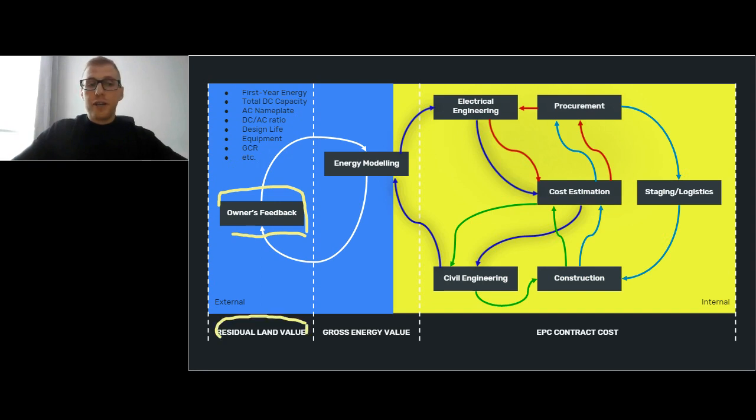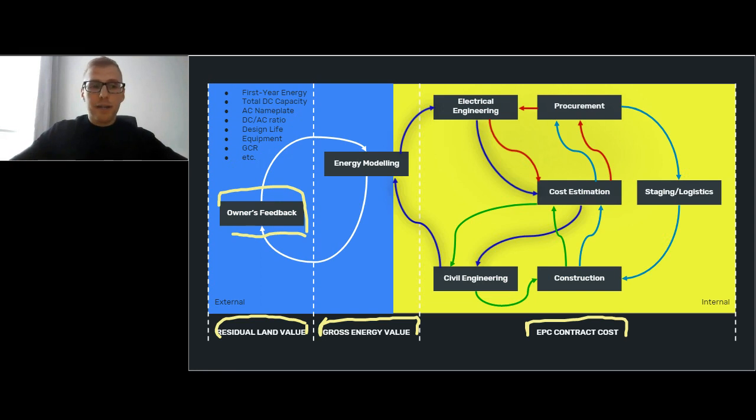So they try to understand what energy value they can get out of a specific parcel of land, and then they just subtract all the spending they need to pay in order to build this. Again, there are obviously many things that they need to pay for, let's say, for the planning permissions, for the bankable feasibility study, for the EPC contract itself, for any other things.